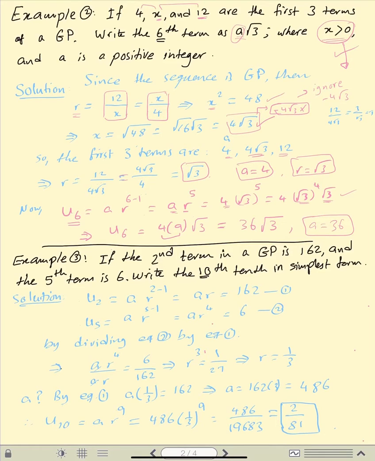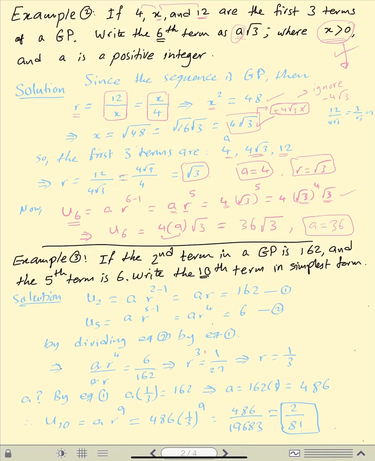Example 3 says: if the second term in a geometric sequence is 162 and the fifth term is 6, find the 10th term. Write the 10th term in simplest form. If it's a fraction, write it in simplest form. Okay, we start with the given information. That's how we start solving.